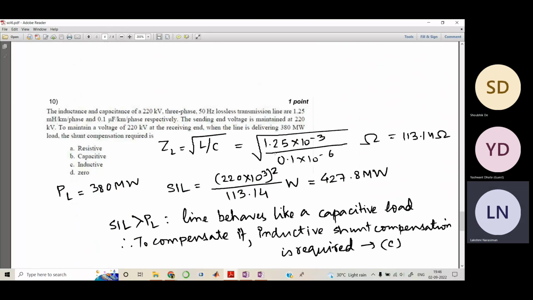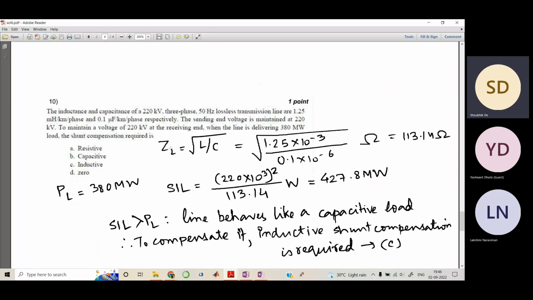The options ask whether shunt compensation is required, and if it is required, what type it is. For solving this, you have to calculate the surge impedance loading. For this, you first need to calculate the surge impedance, which is nothing but root L by C, your inductance divided by the capacitance. It comes out to be 113.14. Now you calculate the surge impedance loading. It comes out to be 427.8.